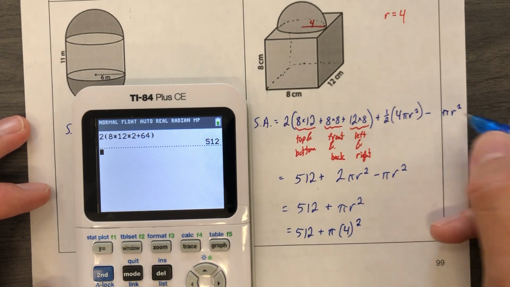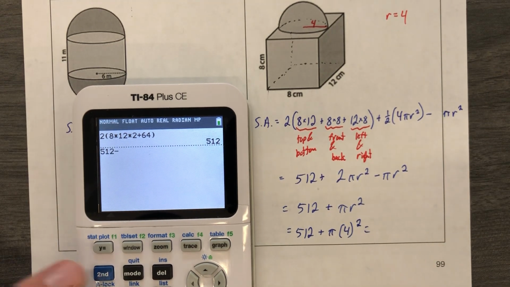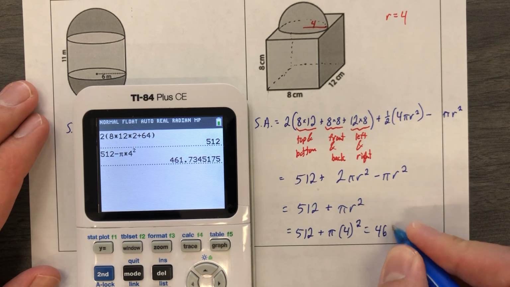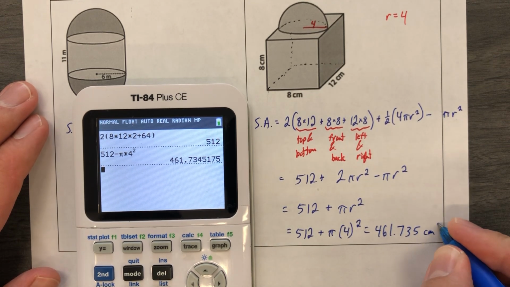You could have plugged that 4 in way up here. Totally would have been fine. I just didn't. So 512 plus pi times 4 squared. 562.265, and this is square centimeters.